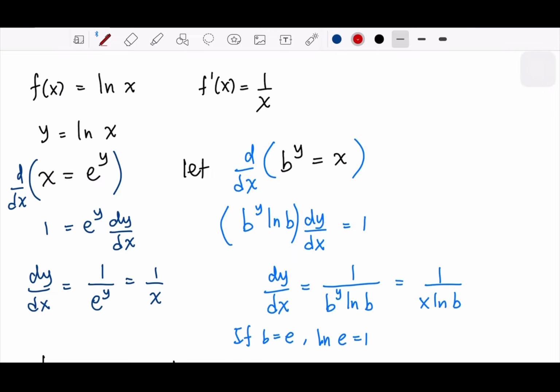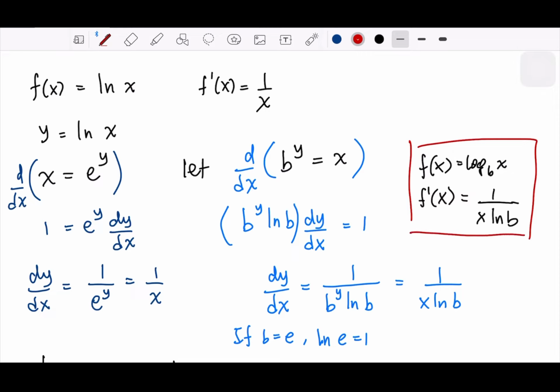Okay? So if you have a log base b of x like that, the derivative is 1 over x ln b. So this is a general rule. Okay? So when b becomes e, which becomes ln, this will be log e, or just 1. So it's 1 over x. It becomes this.